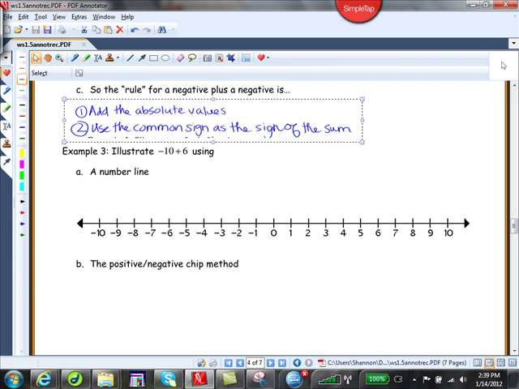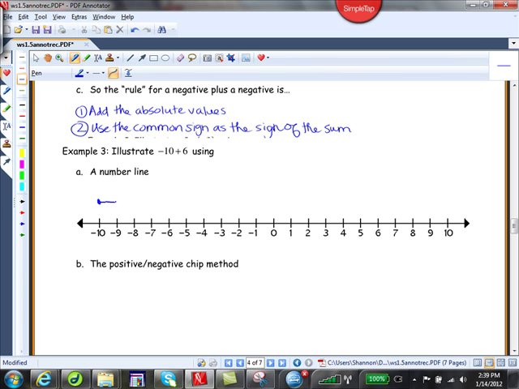This time our A is negative 10. So we're going to go way over here, and we're going to put a marker at negative 10. We are adding 6. So that means we're moving 1, 2, 3, 4, 5, 6 to the right. So we end up at negative 4. So negative 10 plus 6 equals negative 4.